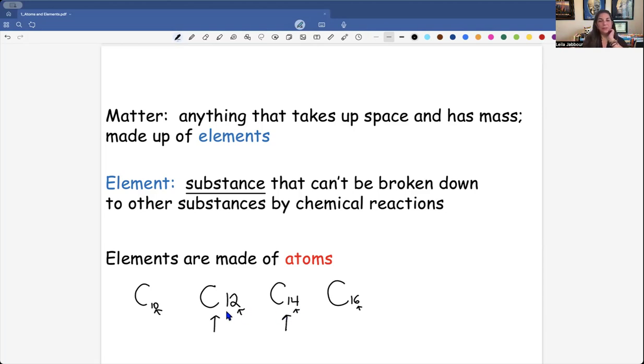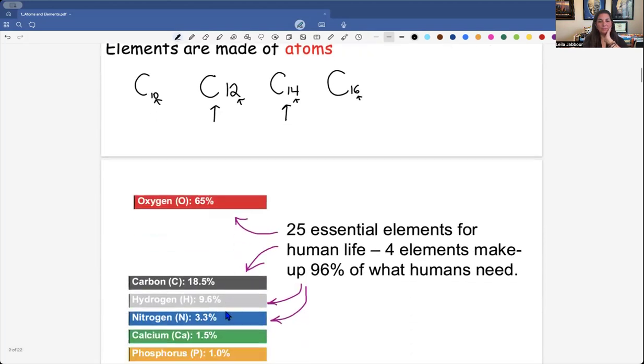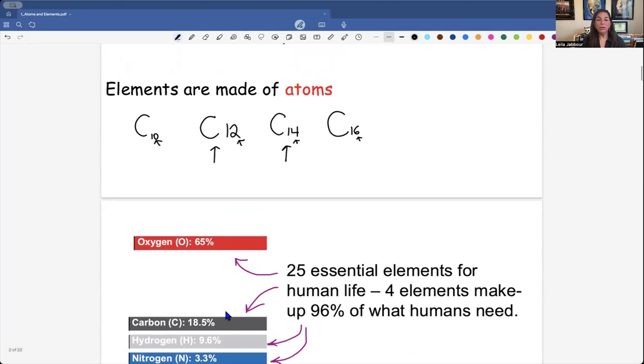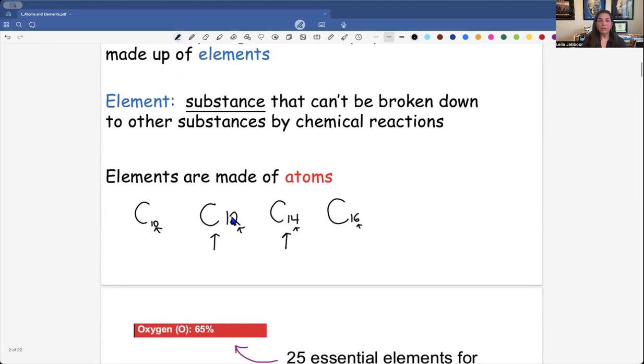Okay. So we speak of elements as more in general, the element of carbon. Sometimes if we just say the atom of carbon, we're basically implying carbon 12 because that's the carbon that's in our food and in everything.